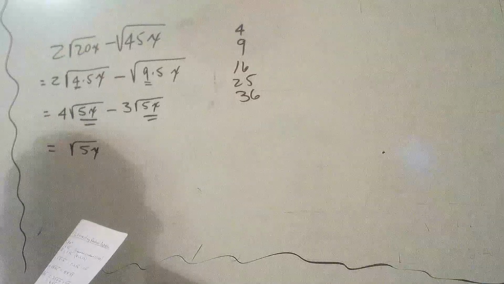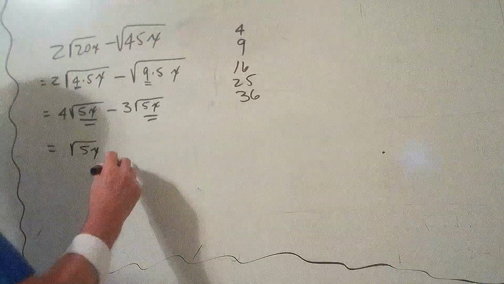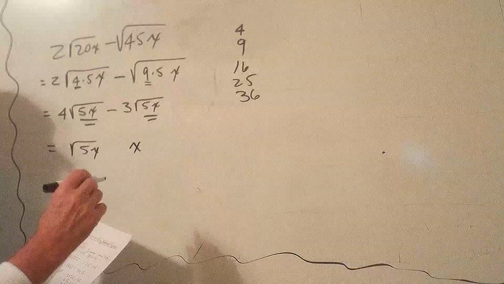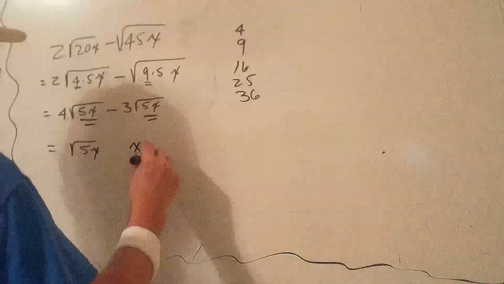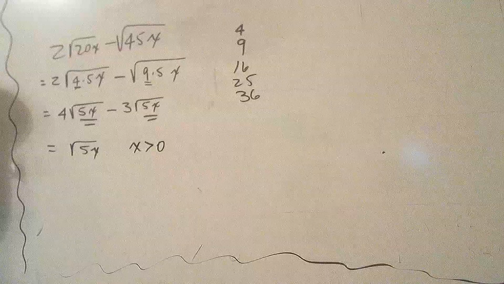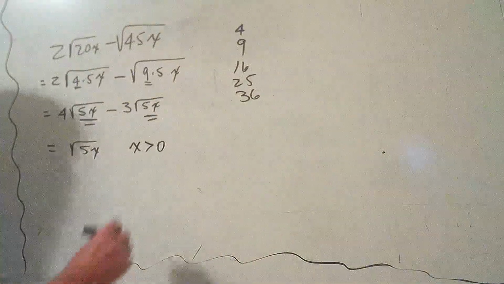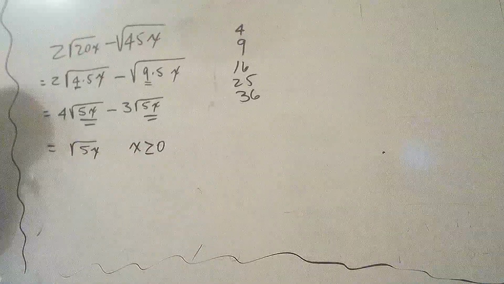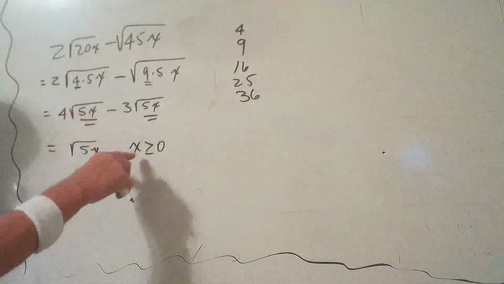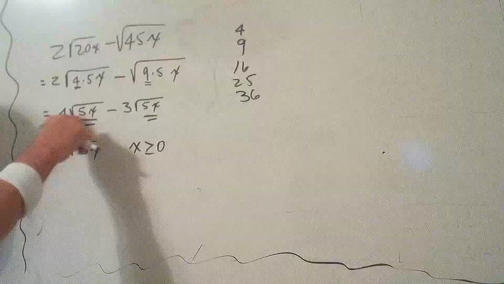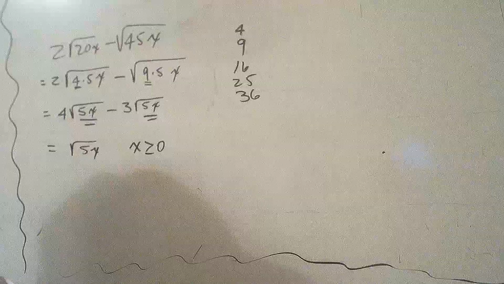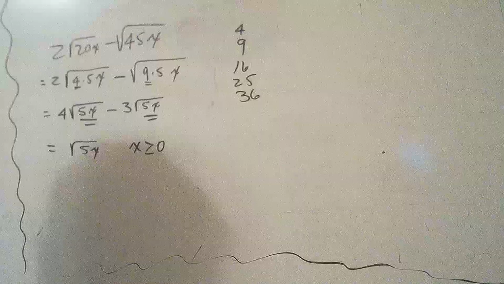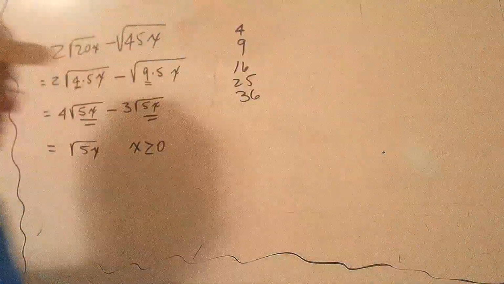Now we also have to say something here, that x has to be greater than or equal to 0. Why? Because again, if x was a negative number, then we'd have a negative number for the radicand, and without using imaginary numbers, that would be no good.